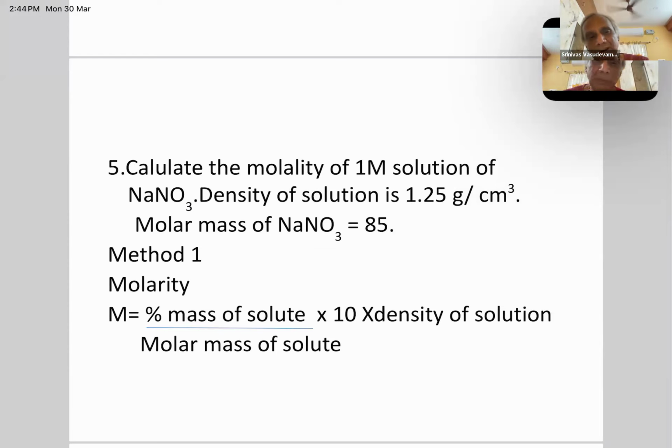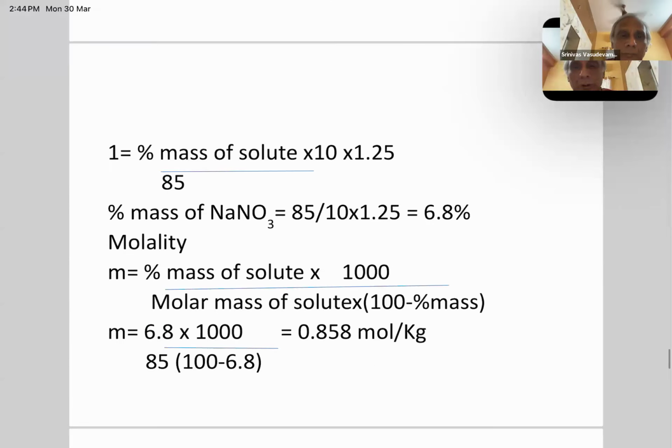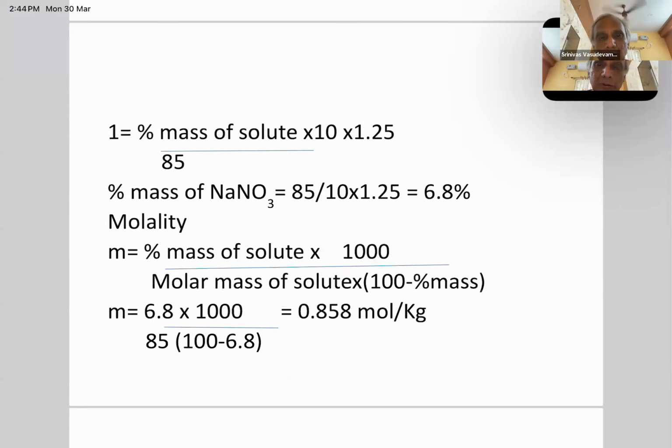Molecular mass is known to me, density is known to me. Molarity is given 1 molar. So I find out the percentage mass of solute. 1 is equal to percentage mass of solute by 85 into 10 into 1.25. Percentage mass I calculate, it is 6.8%.